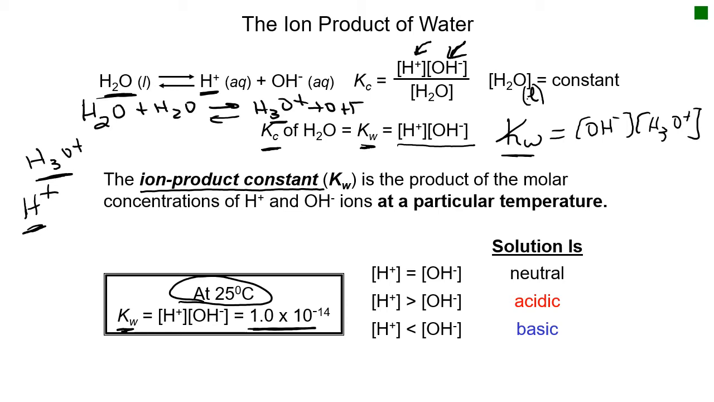So we have terms that we use to describe solutions. If H plus is equal to OH minus, the concentrations are the same, our solution is neutral. If we have more H plus than OH minus, the acid dominates and our solution is acidic. If the OH minus concentration is greater than the H plus, our OH minus dominates and our solution is basic. But the product of H plus multiplied by OH minus is going to be constant in water and will equal 1.0 times 10 to the minus 14 at a temperature of 25 degrees Celsius. And by the way, that is pretty much the only temperature we're going to use.